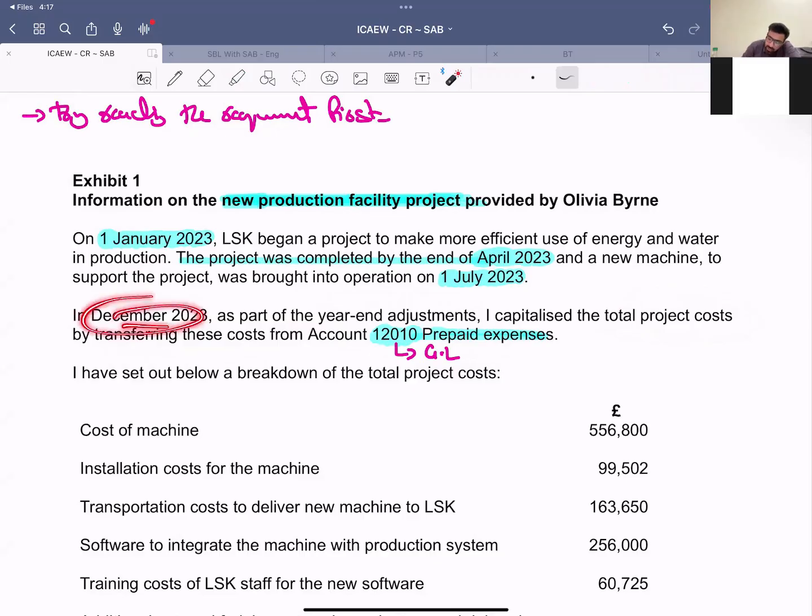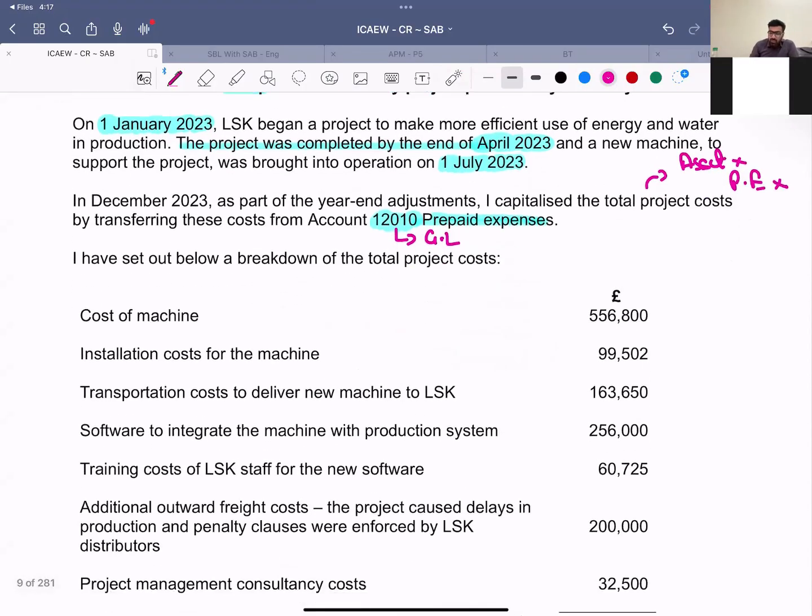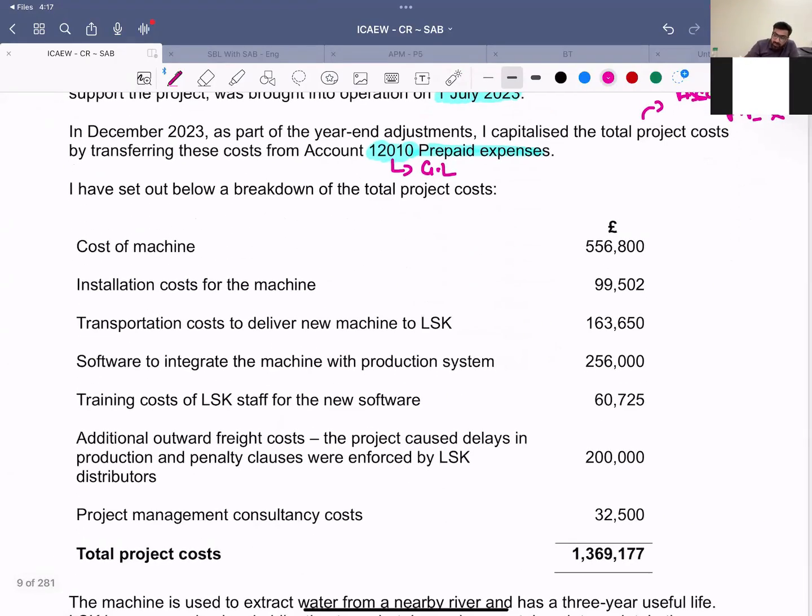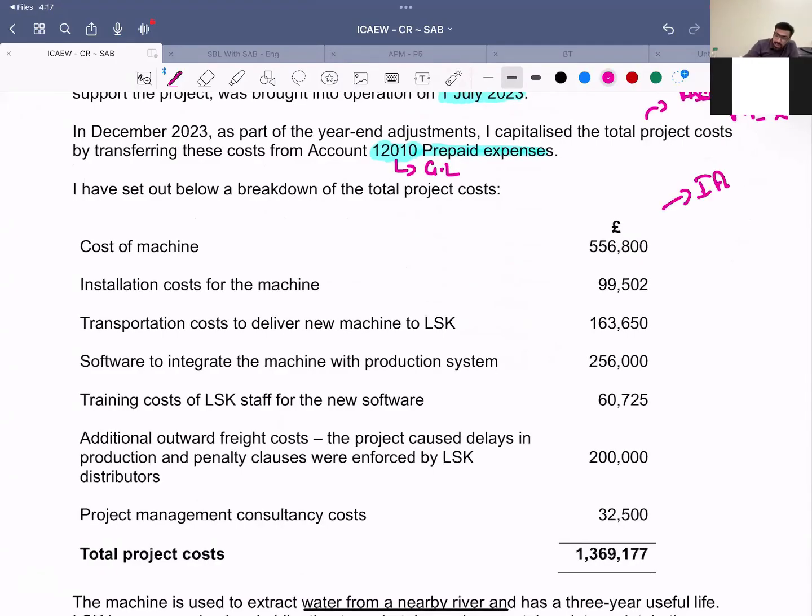In December 2023, as part of year-end adjustments, I capitalized the total project cost from the prepaid expenses. So what we did was assets debit and prepaid expenses credit. We capitalized it, and prepaid expenses are credited. So I have set out the total project cost. Now, guys, I believe that this is purely an IAS 16 scenario.